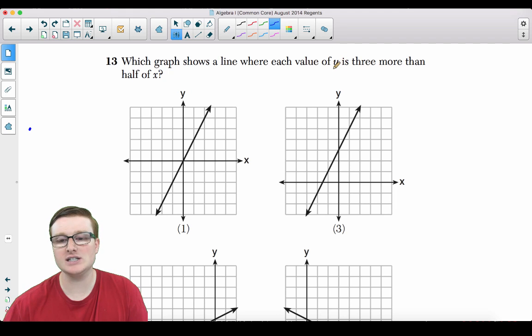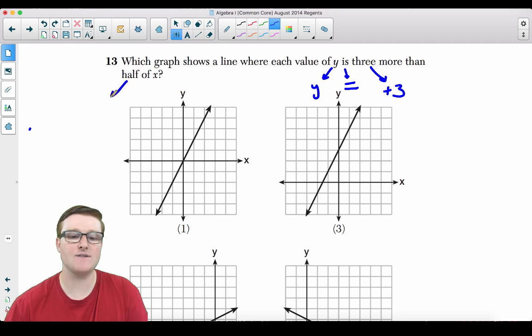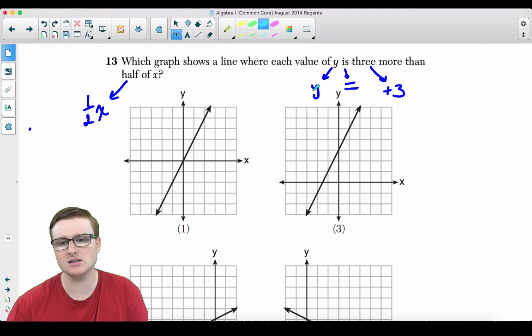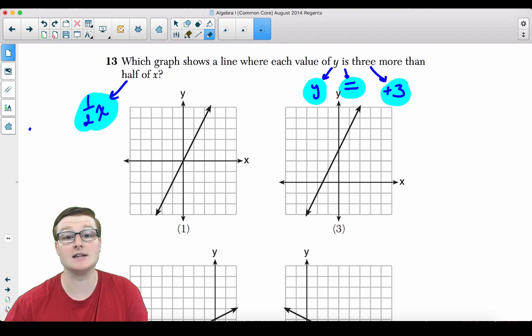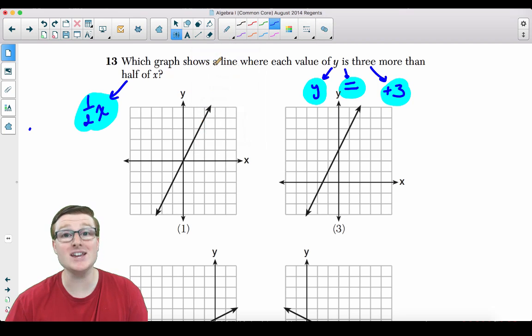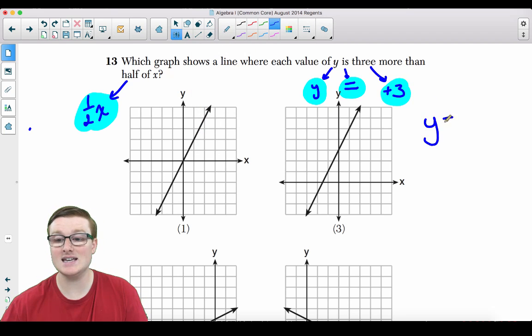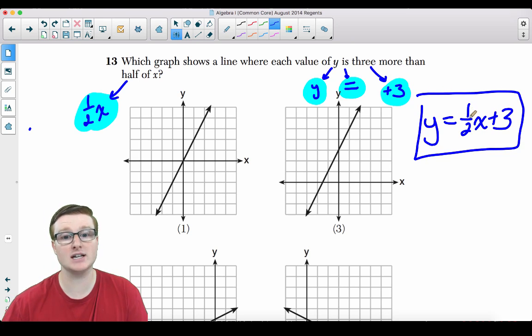So they're actually saying that the letter y in mathematics means equals. 3 more means plus 3. And half of x means 1/2 of x. Ladies and gentlemen, what am I doing here? What are all of these things going to make for myself? It's going to make a line. It's going to create an equation of a line. Y is 3 more than 1/2 of x. Ladies and gentlemen, that is the line. Y is equal to 1/2 x plus 3.